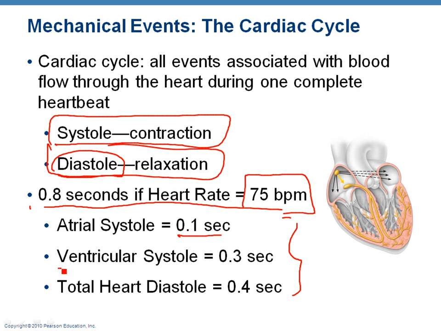That is followed by ventricular systole, which lasts about 0.3 seconds. And those are those thicker walls of the ventricles that have to contract with more force to squeeze blood out of the ventricles and into the pulmonary trunk and the aorta. That lasts about 0.3 seconds.